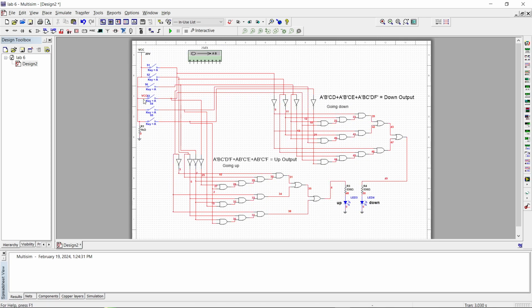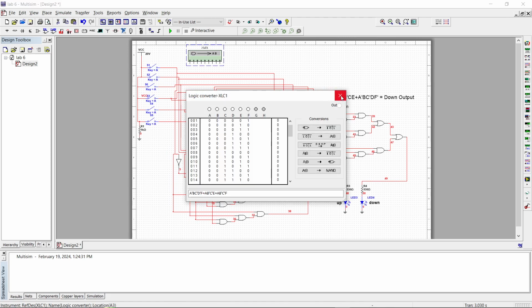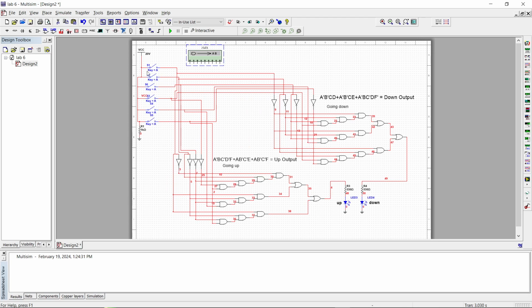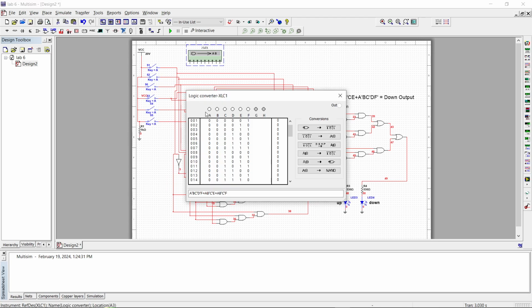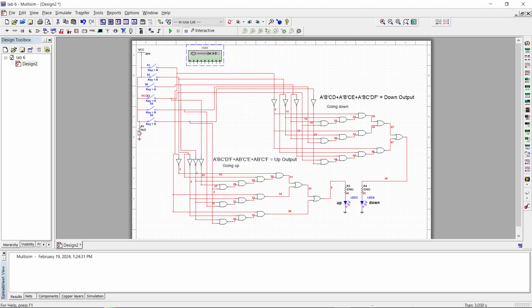So the way we put it together here is that we have 6 inputs and we have the logic converter here. Each of these switches is A through F on the logic converter, and it's grounded before the switches, and it's also grounded after the output at the end of the logic.